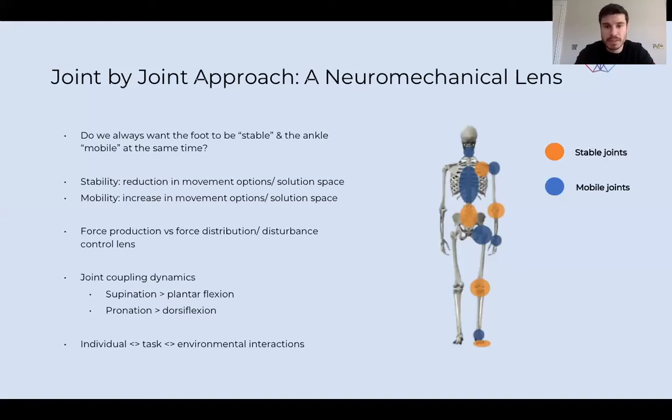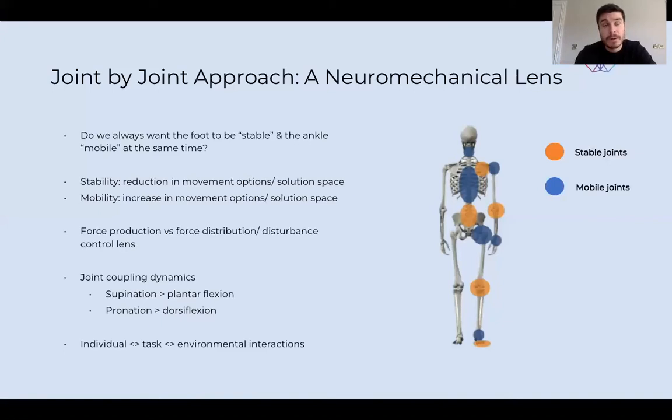But for the purpose of this insight, we're going to look at stability as a feature that would represent less movement options. And then we have mobility, which is often characterized as a feature that increases movement options. But the problem here is that unless you appreciate movement, the distribution between stability and mobility, within the context of the environmental and task factors or constraints, then how do we actually know which joints should express more or less movement options?